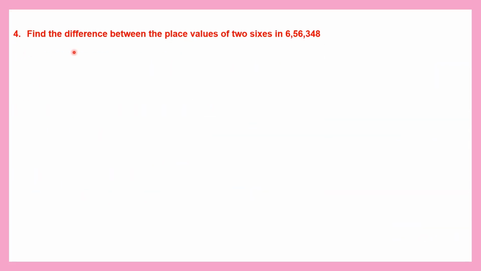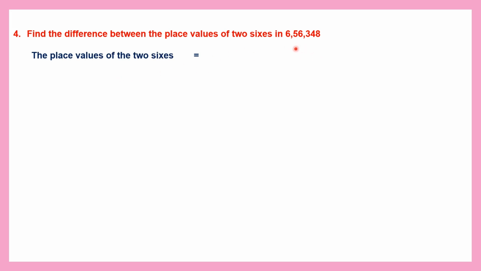Question 4. Find the difference between the place value of the two sixes in this number. So as you can see, there are two sixes in this number. We need to find the difference. That means you need to subtract the place values of these two numbers. So the place value of the two sixes we're going to find out.